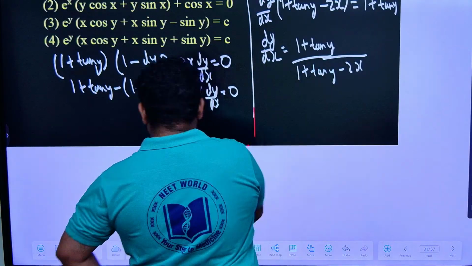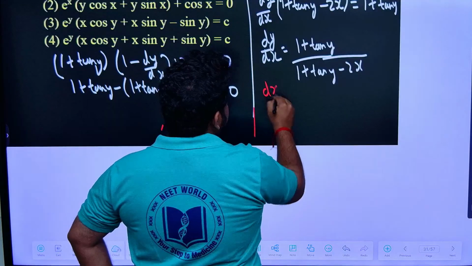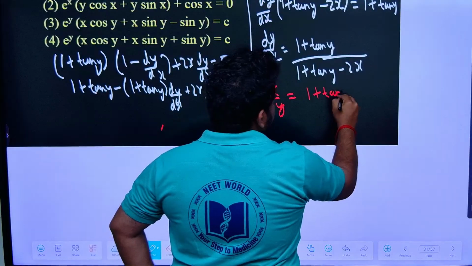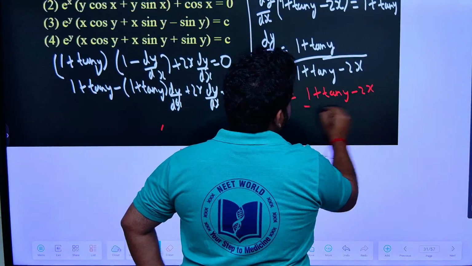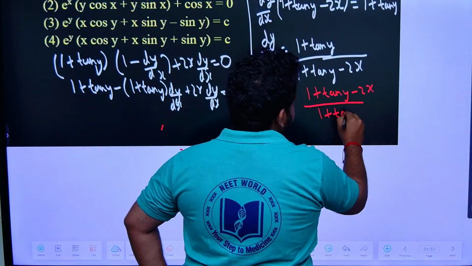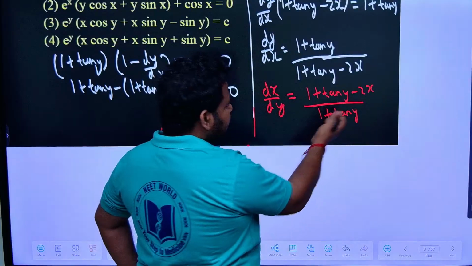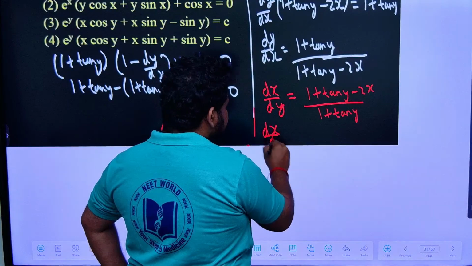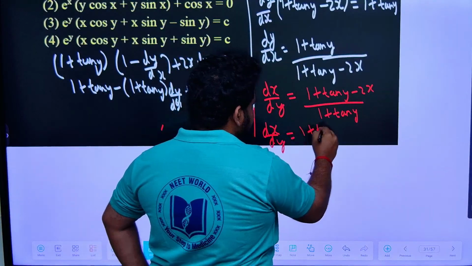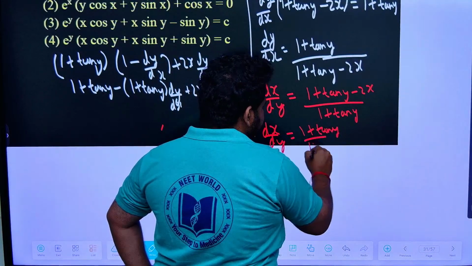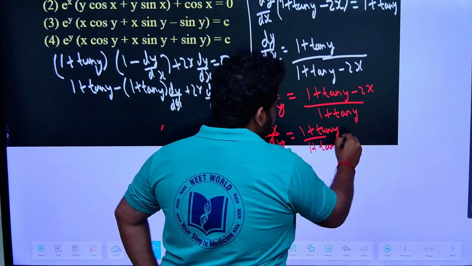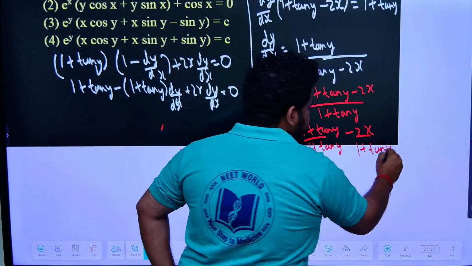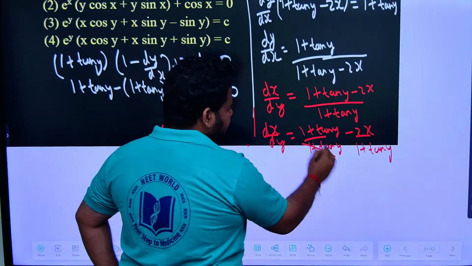What I can do here is write dx by dy. Dx by dy will become 1 plus tan y minus 2x divided by 1 plus tan y. Correct now? Now I can separate and divide it. If I separate and divide it, what will I get? Dx by dy will be 1 plus tan y by 1 plus tan y minus 2x by 1 plus tan y. Correct or not?